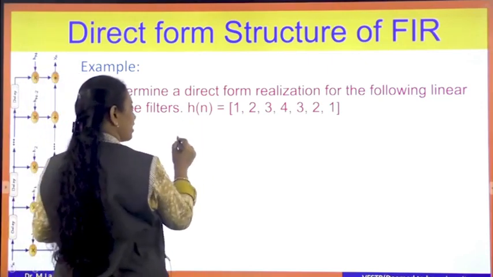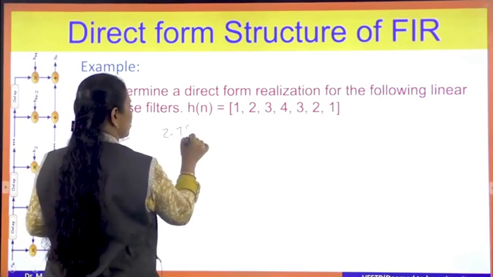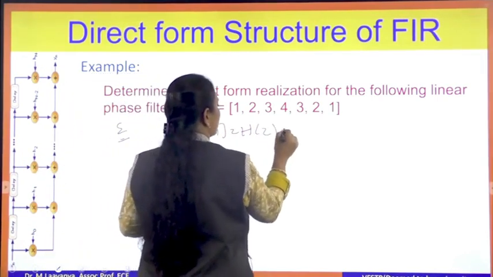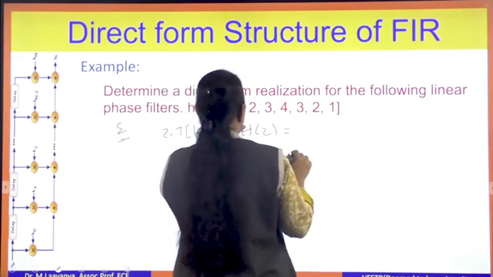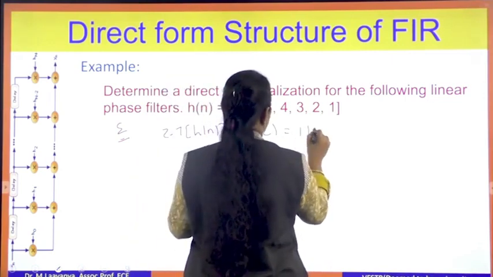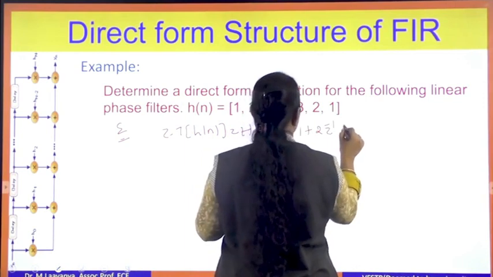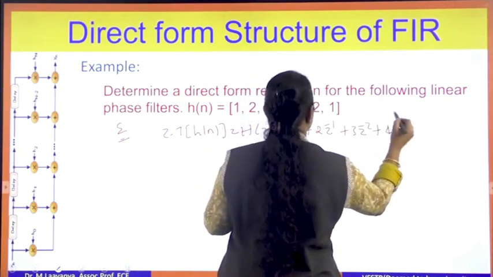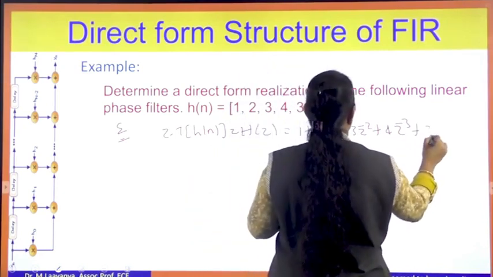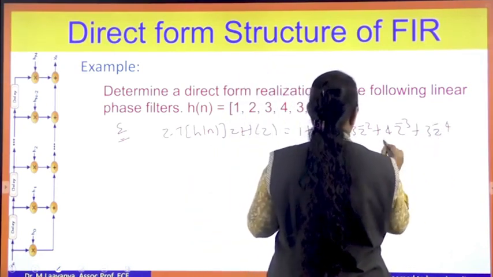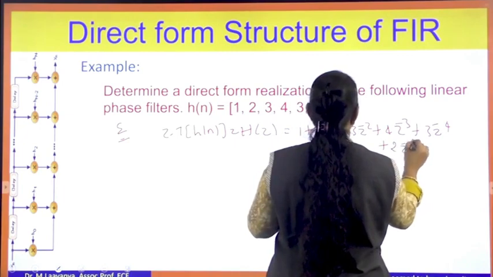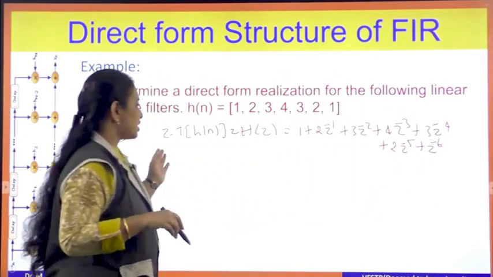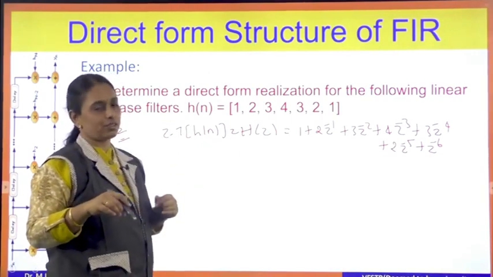So h of n they have given. Take the z transform of h of n. So what is it? H of z. How will you represent it? This is z power 0. So 1 plus 2 z inverse plus 3 z power minus 2 plus 4 z power minus 3 plus 3 z power minus 4 plus 2 z power minus 5 plus z power minus 6. This is the z transform of your h of n, which is h of z.